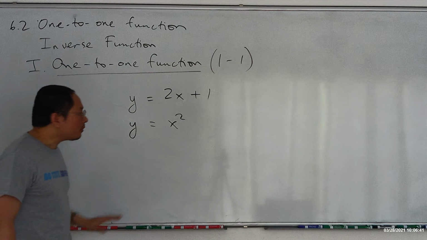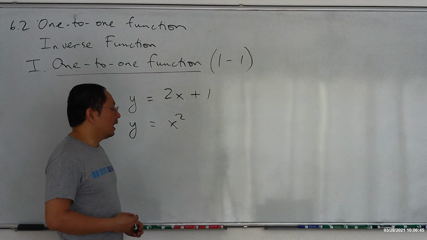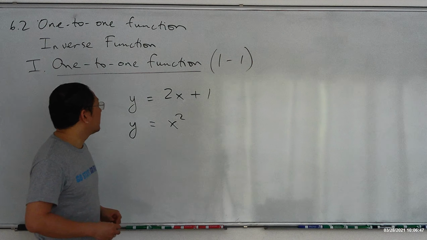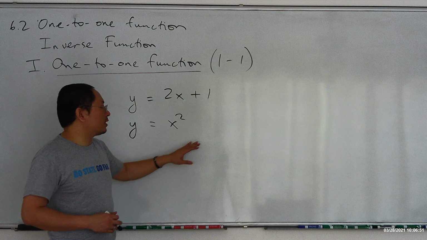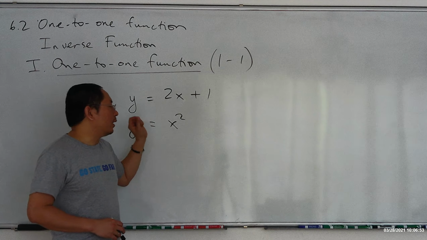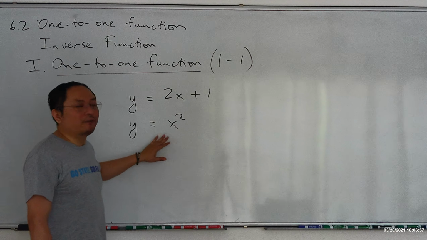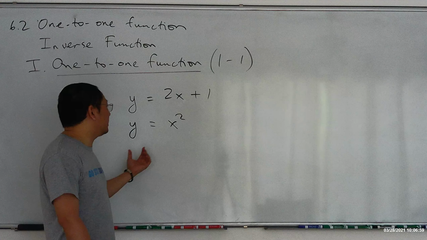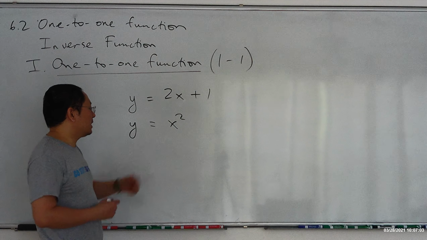For the definition of function, we never restrict conditions for the input. We only restrict conditions for the output. Each input can only give you exactly one output. But we never say that each different input is going to give you a different output. It could be the case that two different inputs give you the same output. That's okay.